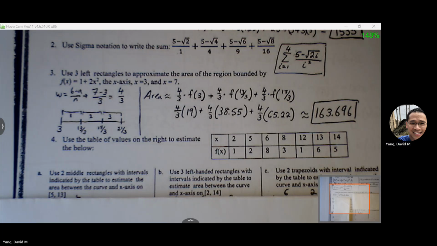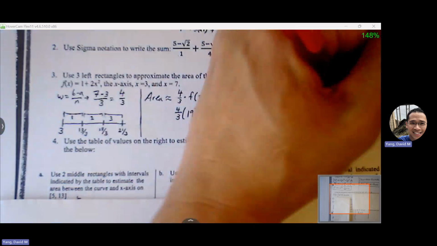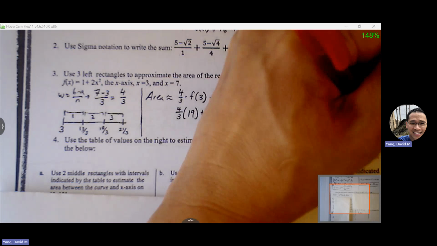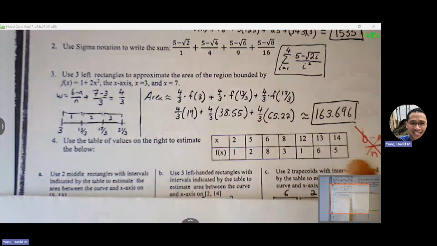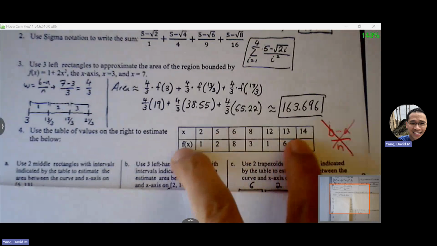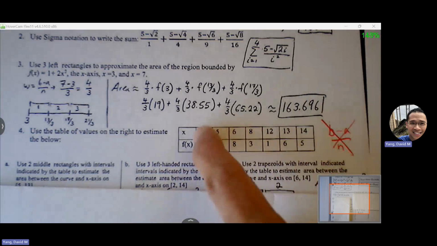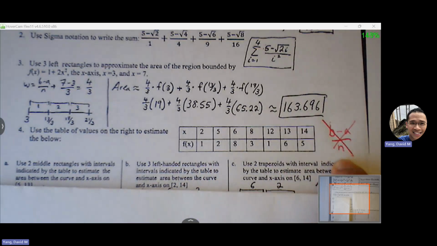Number 4, you have a table of values, so you're going to go ahead and find the width and the height from each of the intervals. Remember, if you're given the table of values, we never want to use this. I see a lot of students try to force the b minus a over n into a table of values. So you should be able to grab all your width and height from the table. So use the width defined by the table. You're not going to create your own width.